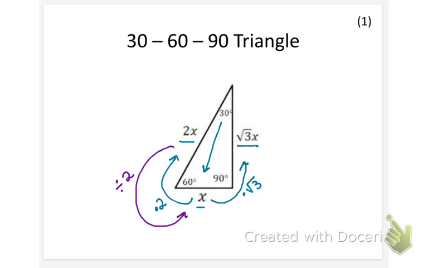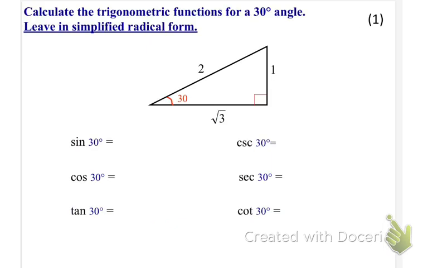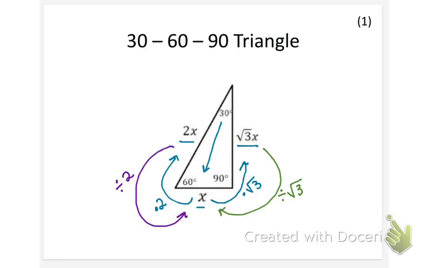If we were given the longest side length, in order to get back to that single x value, all we have to do is divide by the square root of 3. And then once you know that x value, it's easy to find all the other values of the different side lengths from there. So once we have this all labeled, let's go ahead and practice finding the rest of our side lengths.